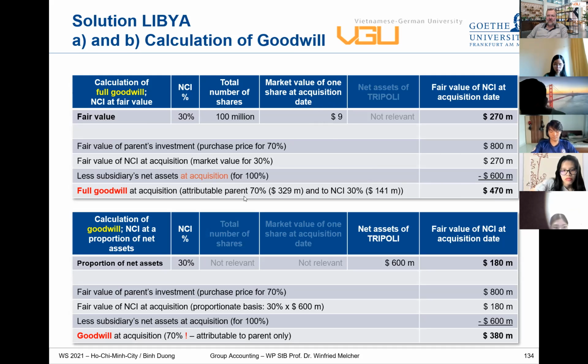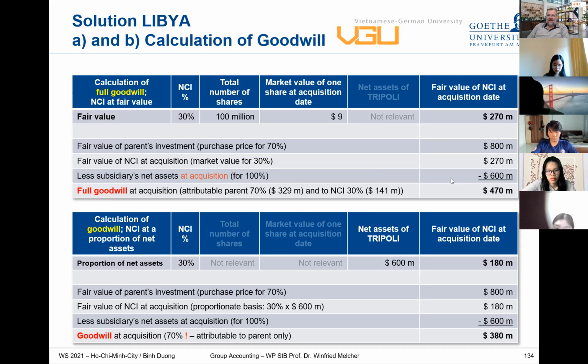And in the end, we will attribute 70% of that, so that would be 329 million, to the parent. So that goes into the retained earnings of the parent. And to NCI, we would allocate the difference or the rest, the 30%, which is 141. So that will increase NCI because that part of the full goodwill will go to those non-controlling interests.